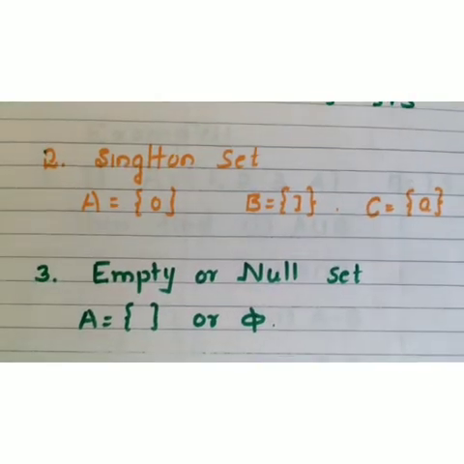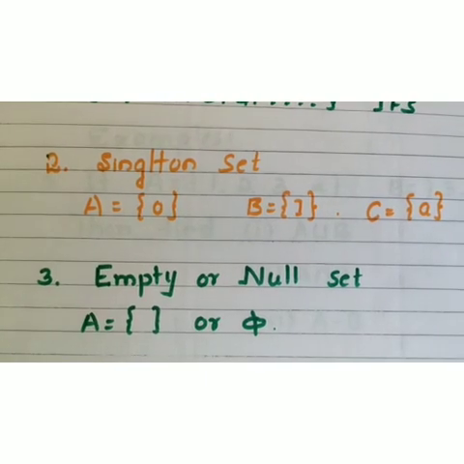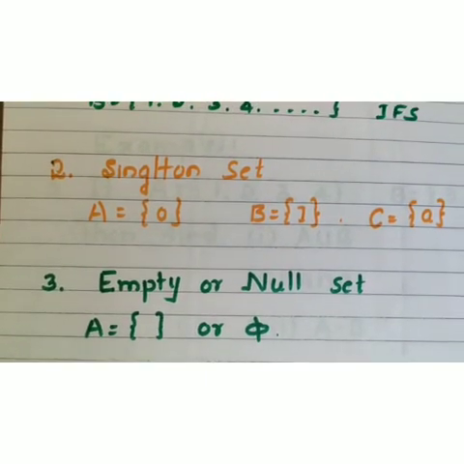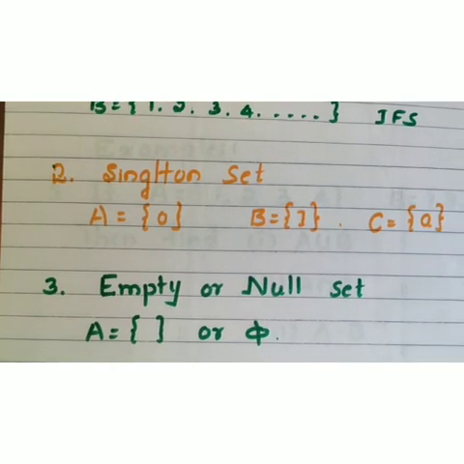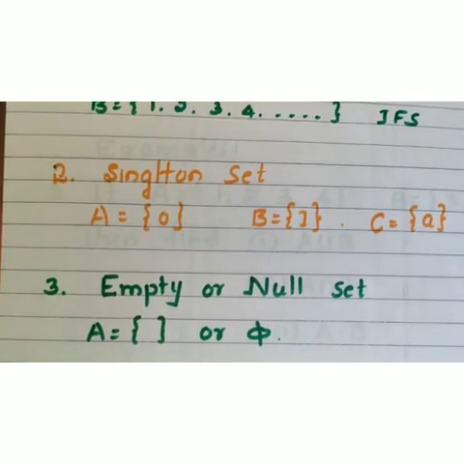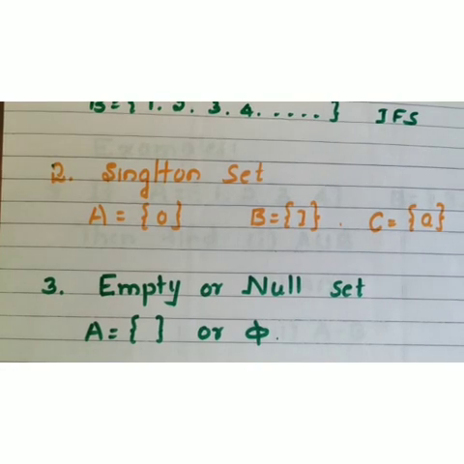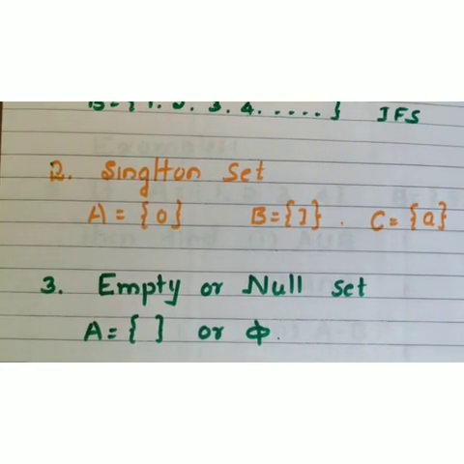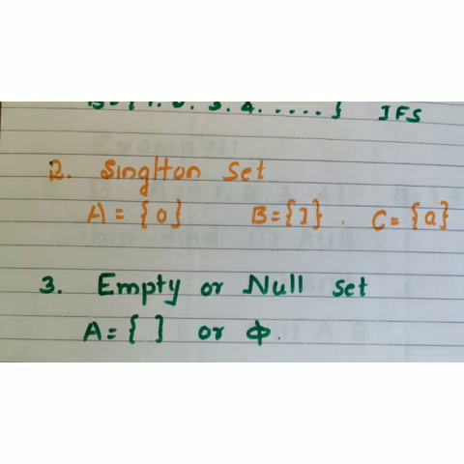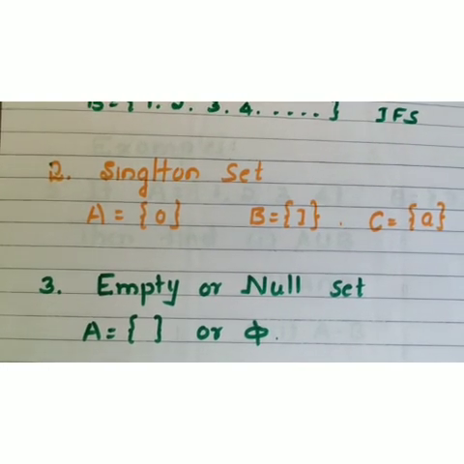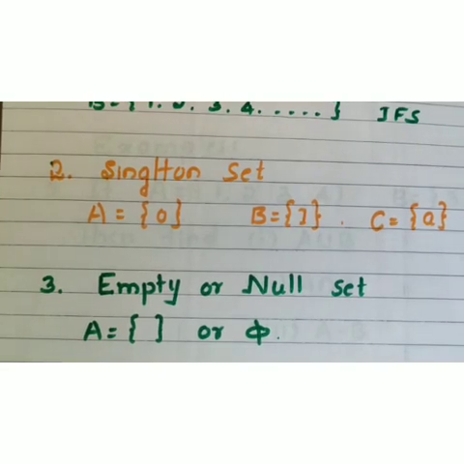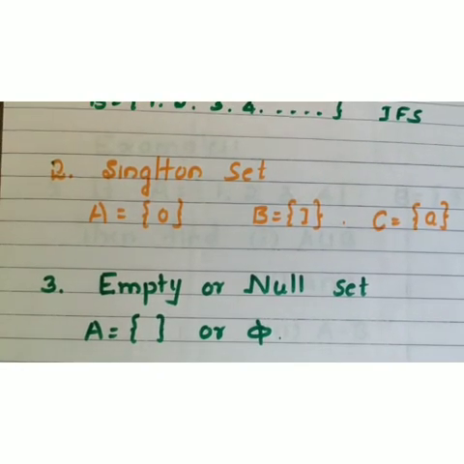Next we go for the empty or null set. What do you mean by empty or null set? I write the set A, with only the symbol of set, a flower bracket, or the symbol phi has been written. It means that there is a set but it has no elements. A set consisting of no elements is called an empty set or null set.